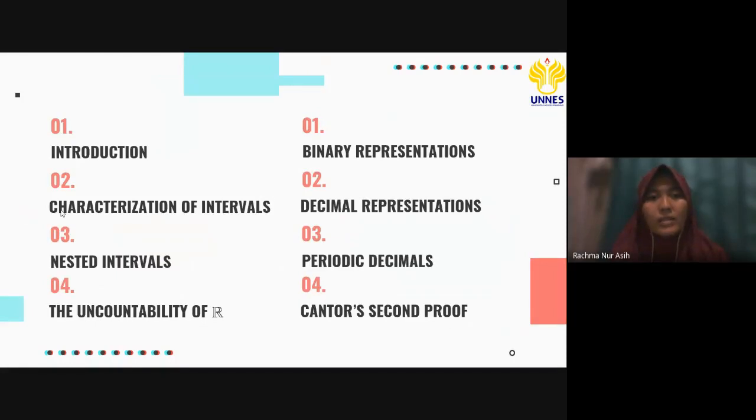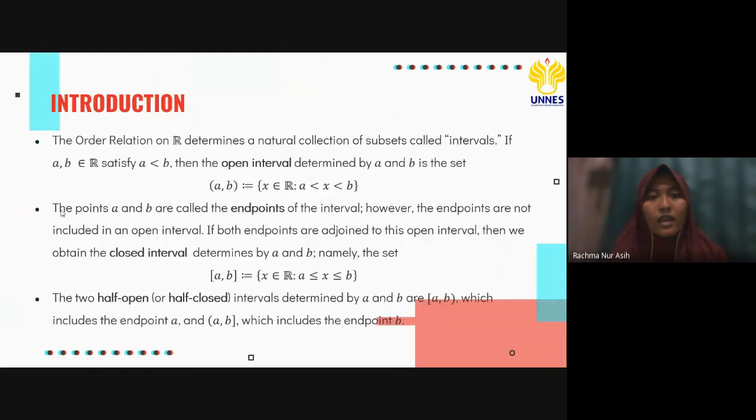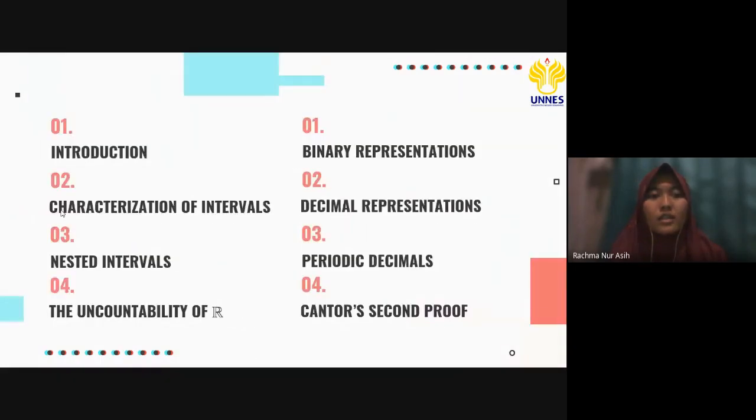This is the material we want to explain: introduction, characterization of intervals, nested intervals, the uncountability of real numbers, binary representations, decimal representations, and periodic decimals, and Cantor's second proof.